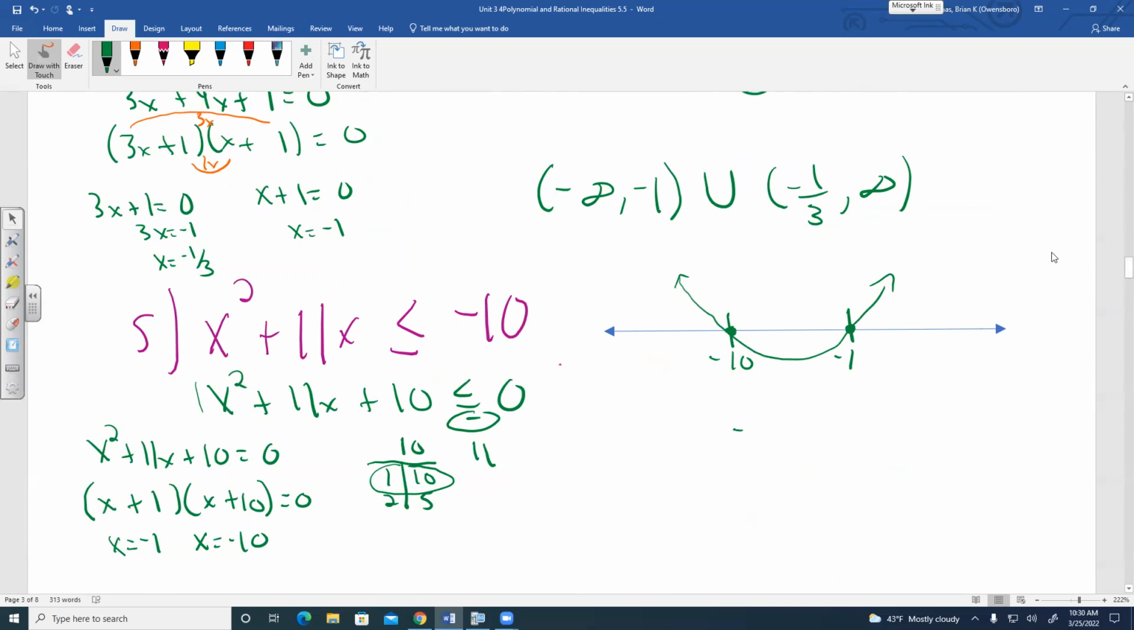So we do need to use brackets. So I have a bracket, -10 to -1, close bracket. Any number between -10 and -1 should satisfy this inequality. It should make the statement true.